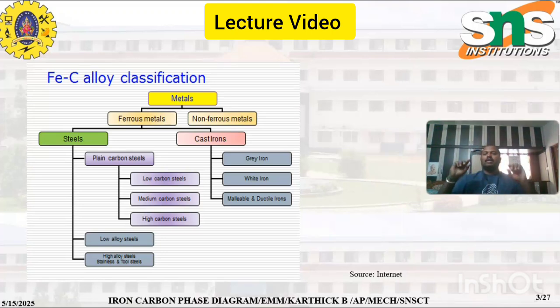Before going to the iron carbon phase diagram, the first thing is ferrous carbon alloy classification. Materials are classified as metallic and non-metallic, but when we consider metals, they are further classified into only two types: ferrous material and non-ferrous material. Ferrous material is further classified into steel and cast iron. Steel is iron mixed with a lower percentage of carbon, while cast iron has a higher percentage of carbon. We can further classify steel and cast irons based on either the carbon percentage or the application point of view.